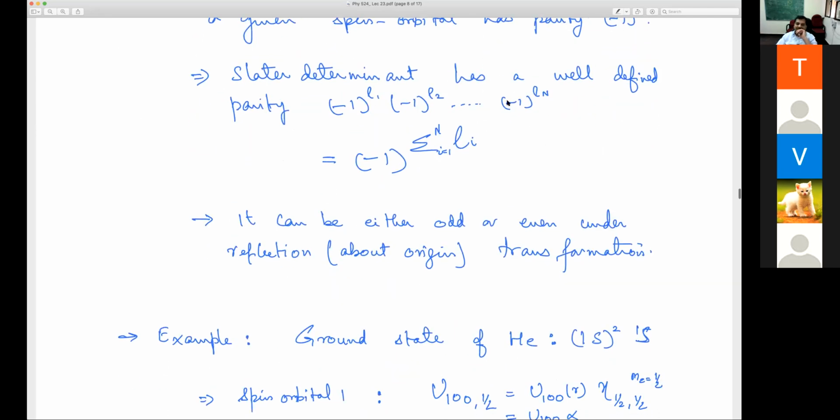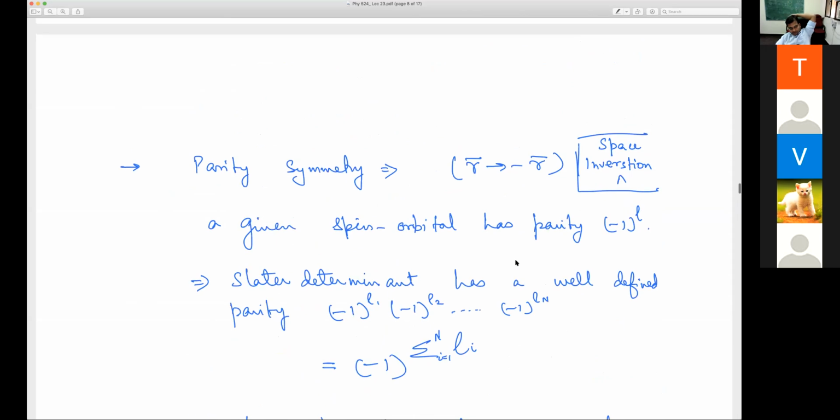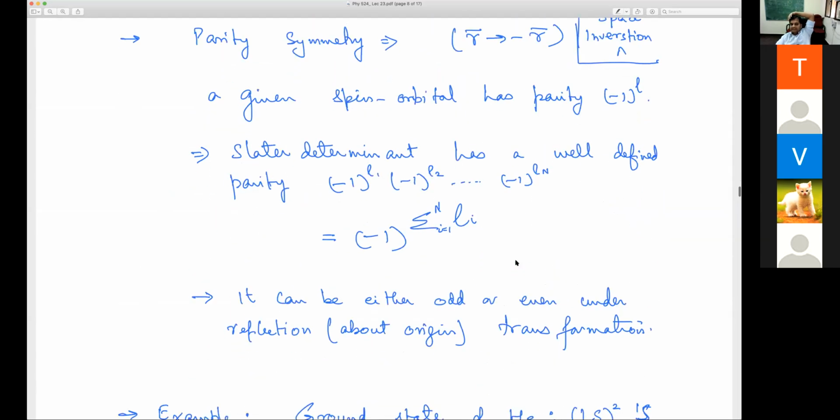So all that it says is minus 1 to the power li will either be an odd number or an even, basically a minus 1 or a plus 1. So the total Slater determinant wave function can be either an odd or an even function under a reflection about the origin, or under parity, or under space inversion symmetry. So that's all I had about the Slater determinant in general.